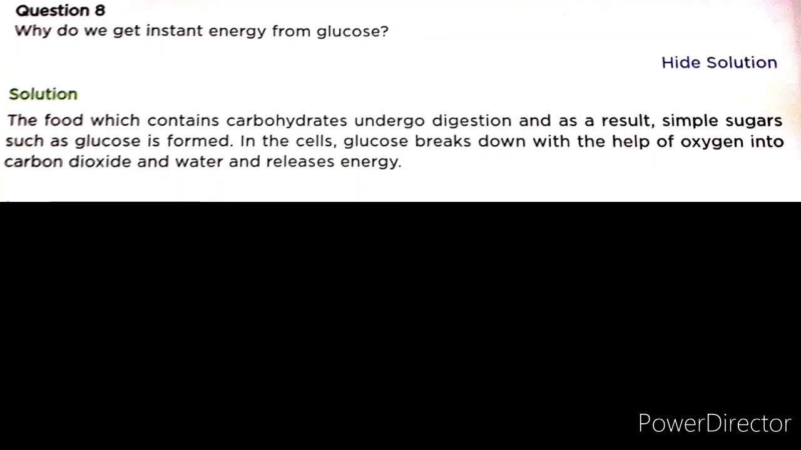Question 8. Why do we get instant energy from glucose? Solution. The food which contains carbohydrates undergoes digestion and as a result, simple sugar such as glucose is formed. In the cells, glucose breaks down with the help of oxygen into carbon dioxide and water and releases energy. Glucose is easy to digest, so when we directly take glucose, we get instant energy.